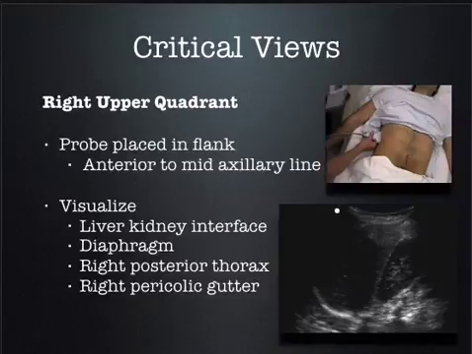Diaphragm. What's inferior to the liver? Kidney. What's between the liver and the kidney? Morrison's pouch. This organ is intraperitoneal. This organ is retroperitoneal. So this is the dividing line between intraperitoneal and retroperitoneal.